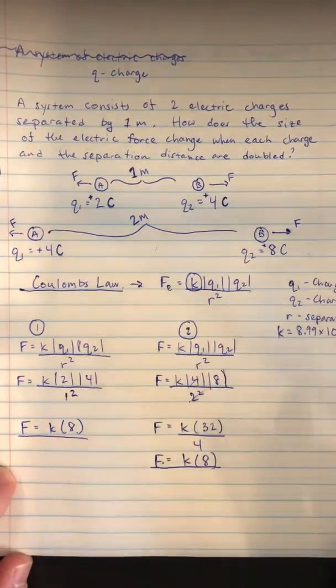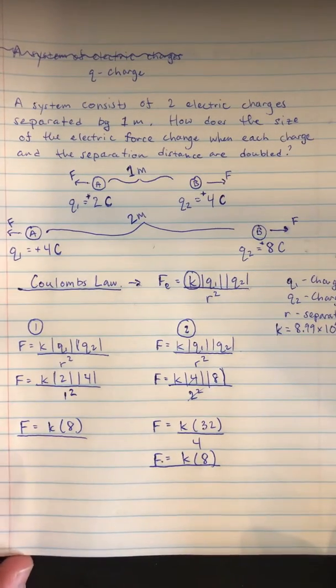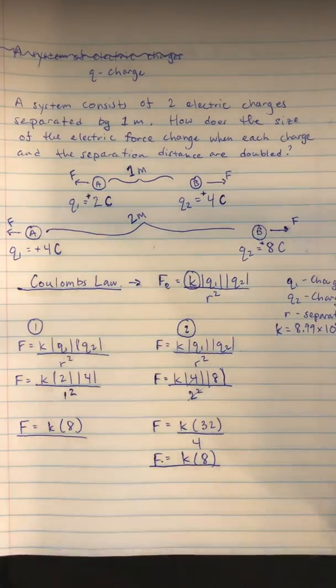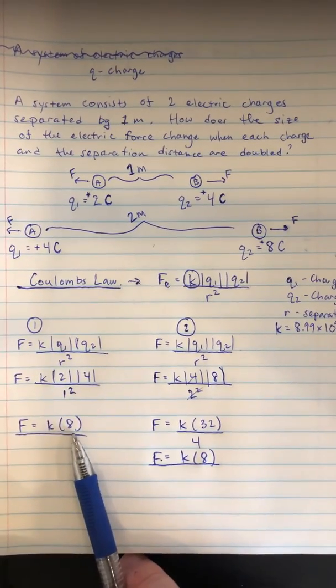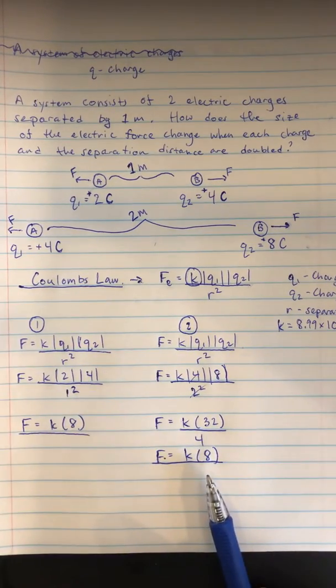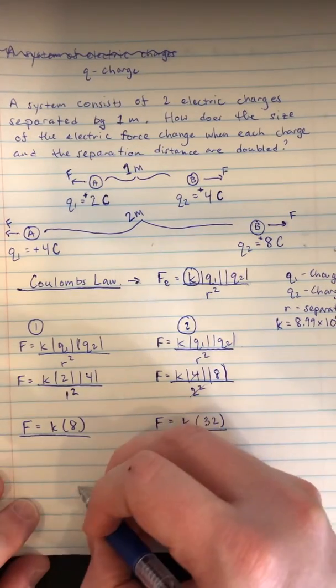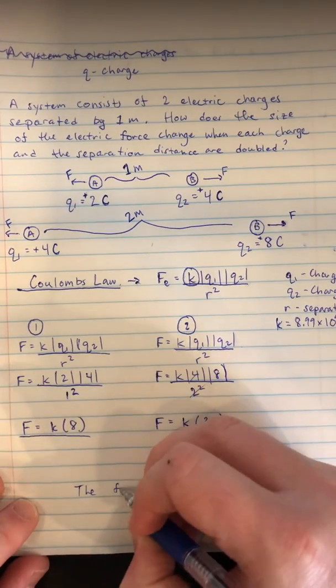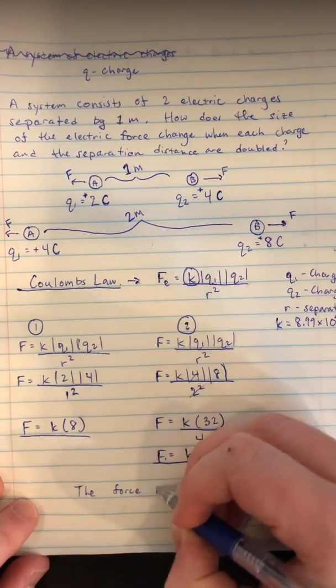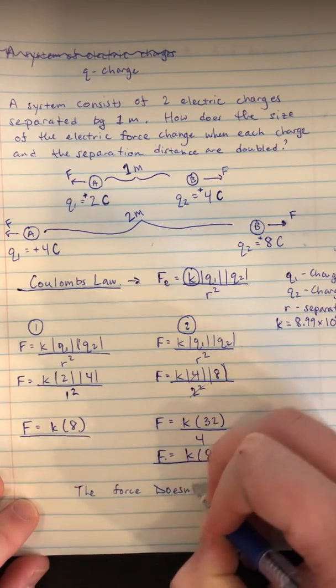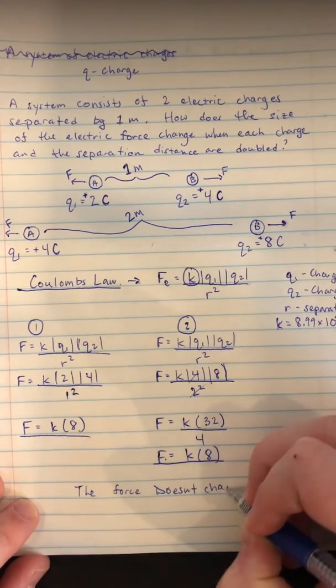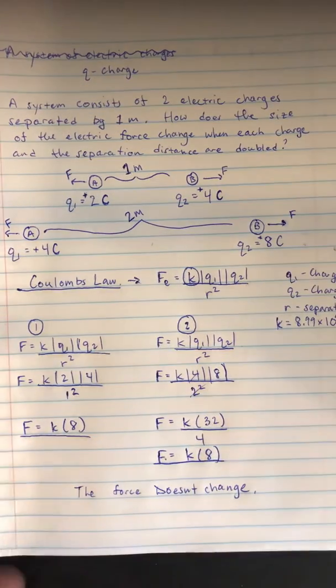So what happens to the force if both charges and the separation distance are doubled? Well, we started with K times 8. We ended with K times 8. So the force doesn't change. Now, how could that be, right?